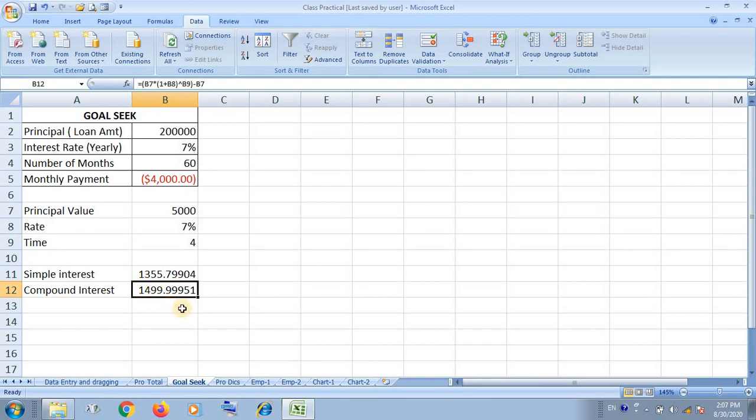1500. Okay, in this way we can use Goal Seek for changing different formulas, just like you are looking here: PMT, simple interest, compound interest.